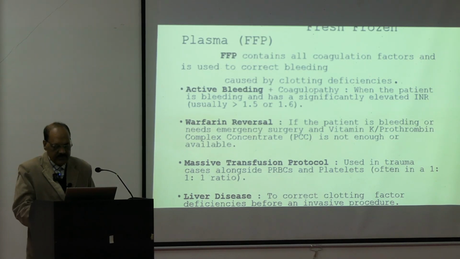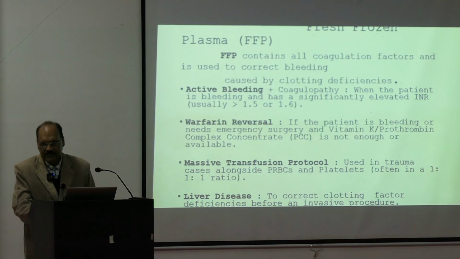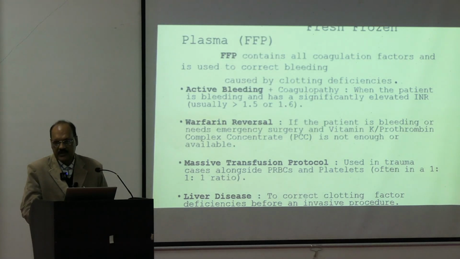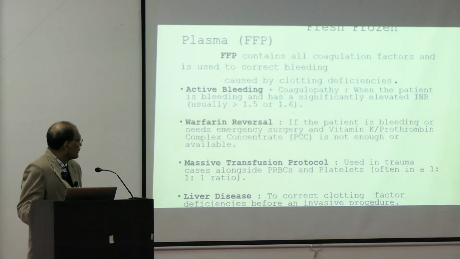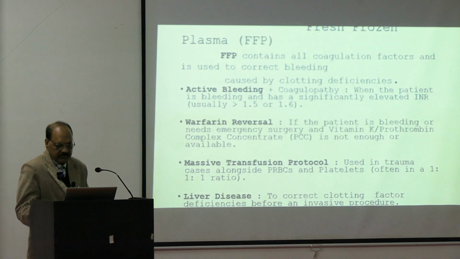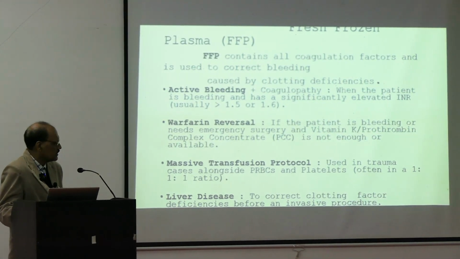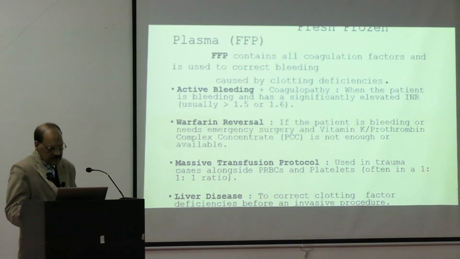Then warfarin reversal. Warfarin, you know what is warfarin? Warfarin is given for stopping the coagulation. If the patient on warfarin is bleeding or needs urgent surgery, and vitamin K or prothrombin complex concentrate, PCC, is not enough or not available, then warfarin reversal has to be done. In that case, fresh frozen plasma is suggested.